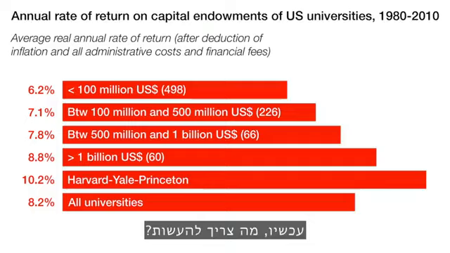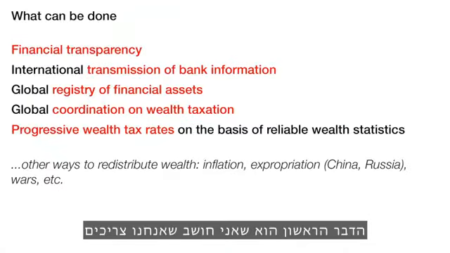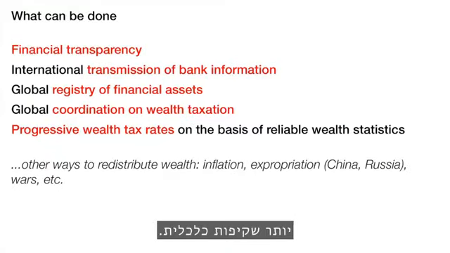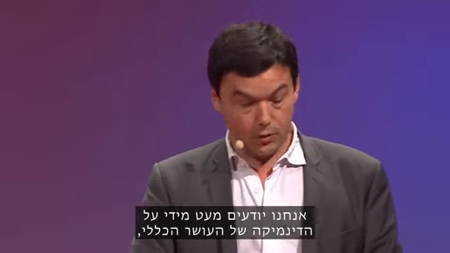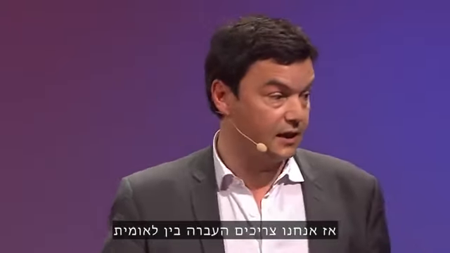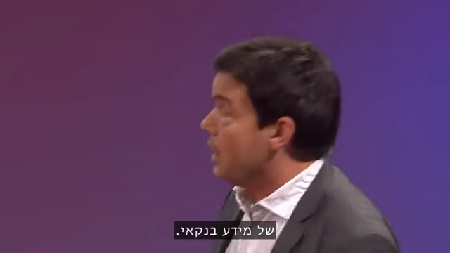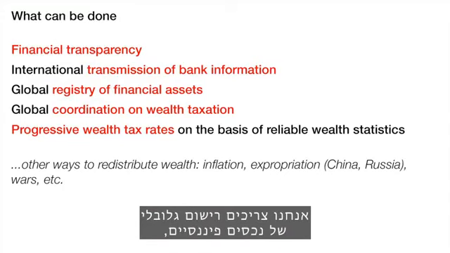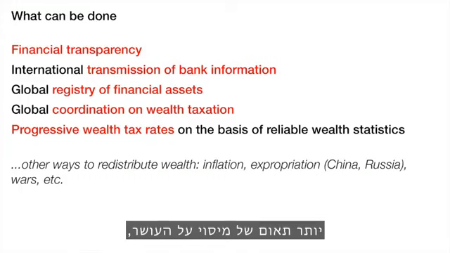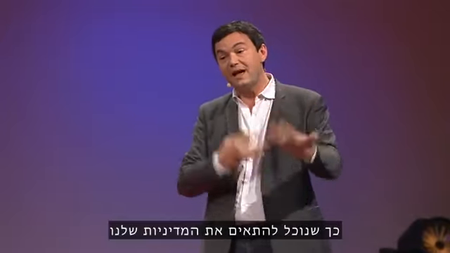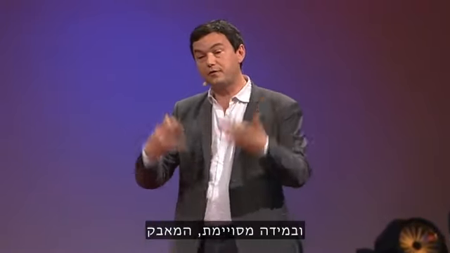Now, what could be done? The first thing is that, I think we need more financial transparency. We know too little about global wealth dynamics, so we need international transmission of bank information. We need a global registry of financial assets, more coordination on wealth taxation. And even a wealth tax with a small tax rate will be a way to produce information so that then we can adapt our policies to whatever we observe. And to some extent, the fight against tax havens and automatic transmission of information is pushing us in this direction.